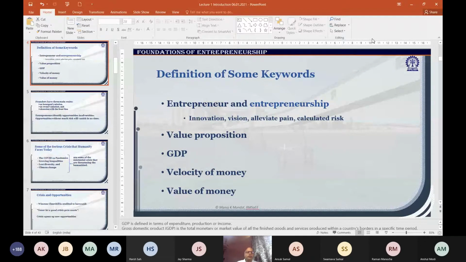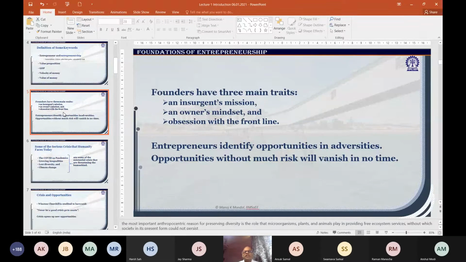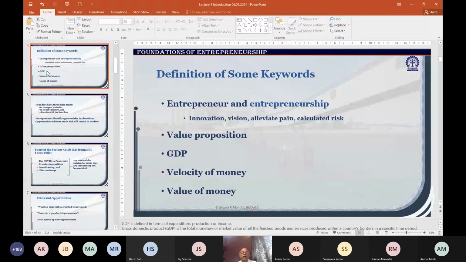GDP, as you already know, is nothing but the total expenditure or production on one side and income on the other side. GDP is defined in two ways. One is expenditure and production, and the other is the total income. So it is the monetary or market value of all the finished goods and services produced within a country's border in a specific time period. I'm actually reading from a comment. Don't worry. I know the definition, but while speaking, I should not say something which goes haywire. Okay, so there are some more terms. Velocity of money is very important, but I'll kill a lot of time by explaining all of that.